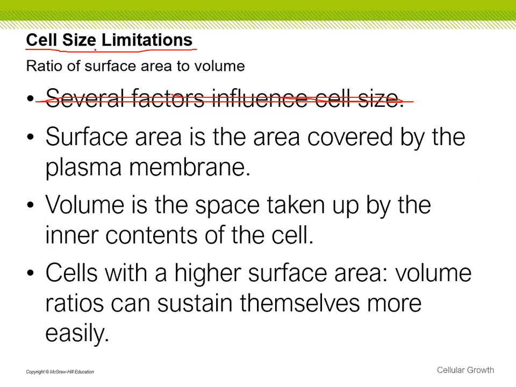So with cell sizes, cells are really small, right? They're tiny. They're smaller than the tip of a needle. When we have a cell, we have a surface area, and that's covered by the plasma membrane. This is not new to us. And then the stuff inside gets taken up by the inner contents of the cell. So basically, cells with a higher surface area to volume ratio, and I will explain what that means, can more easily sustain themselves.